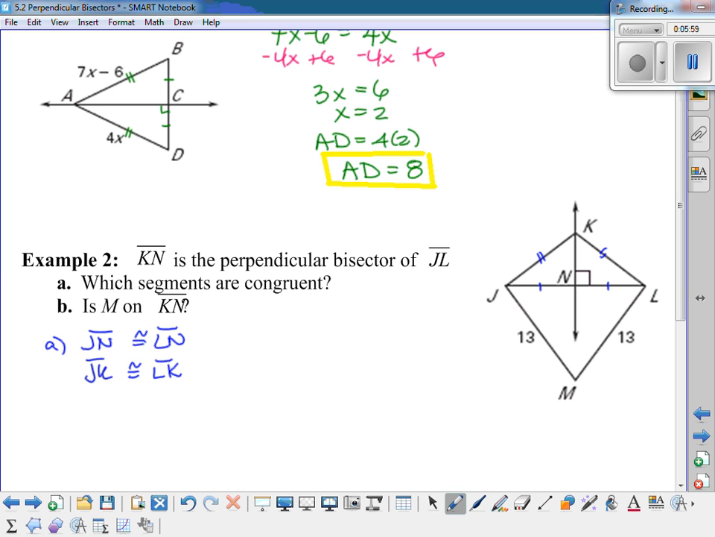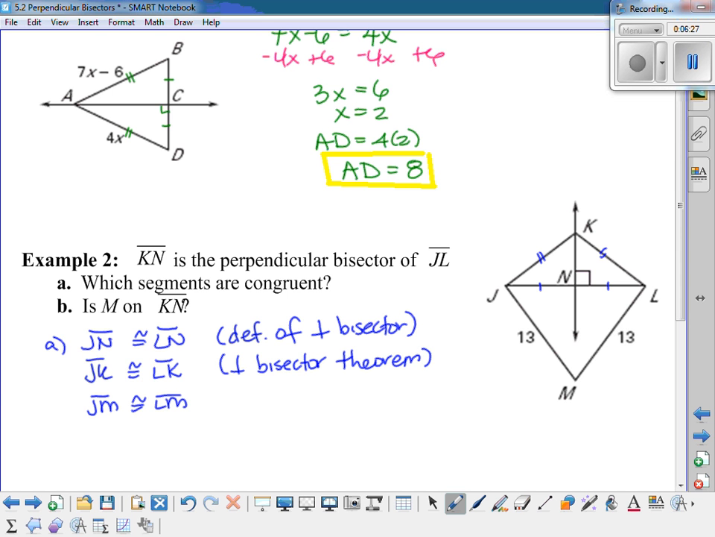And then I look in my figure and I see that JM and LM are congruent because they have the same measures. So the first one I knew because of the definition of a perpendicular bisector. Next one I knew because of the perpendicular bisector theorem. And the last one I knew because of the equal measures, or the definition of congruent segments.